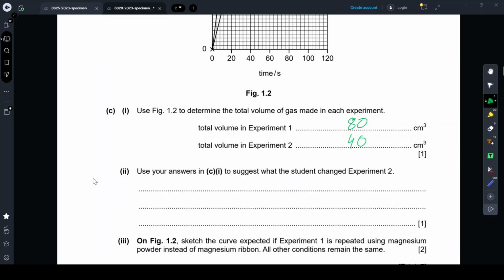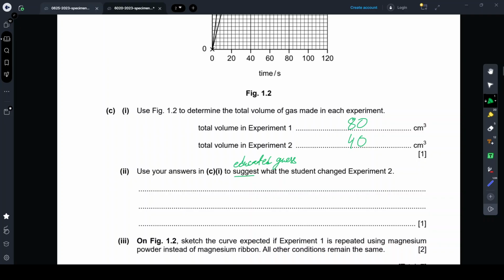Use your answer in C1 to suggest what the student changed in experiment 2. Suggest, right? So what does suggest mean? Suggest means giving an educated guess, or advice. No, not advice in this case. The student did change something. You're trying to guess what they changed to get this result.